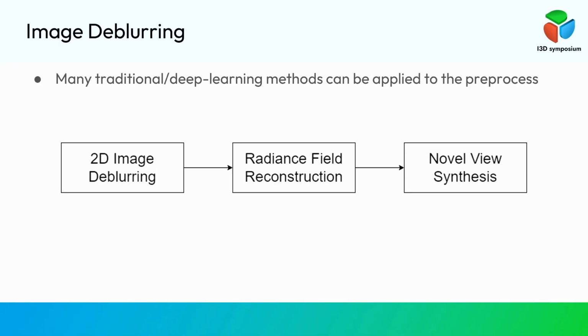A traditional way of solving the camera blurring problem is to do 2D image deblurring first, and then do the radiance field reconstruction and the novel view synthesis. Okay, so this has a problem, because due to the absence of 3D information during the deblurring process, the preprocessing methods usually fail to generate satisfactory results because they can't align properly between such views.